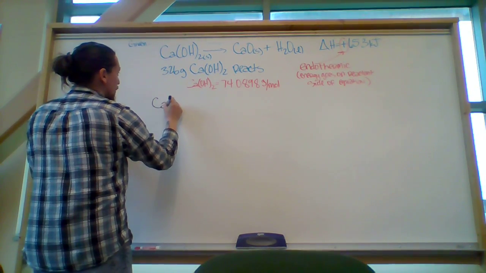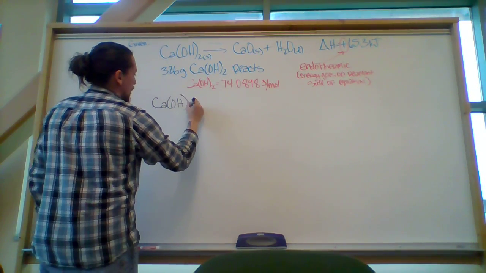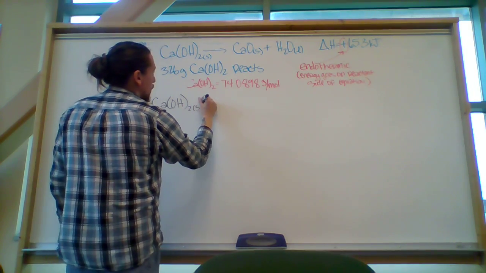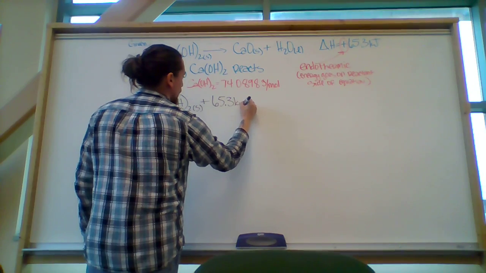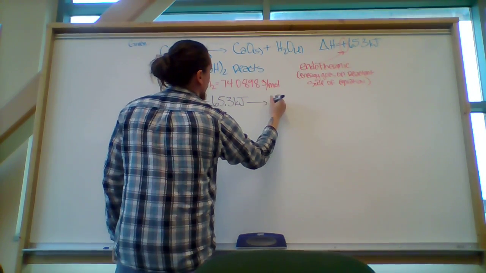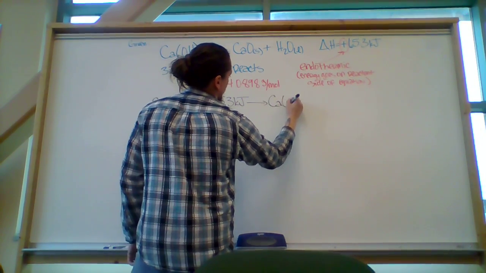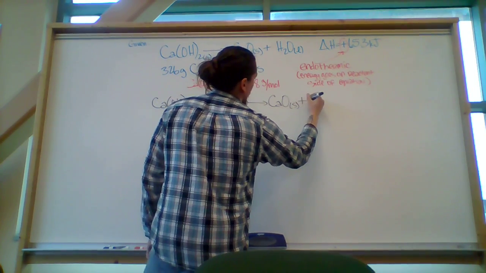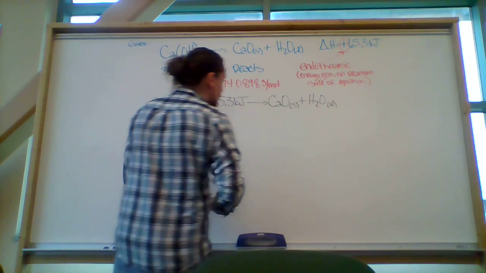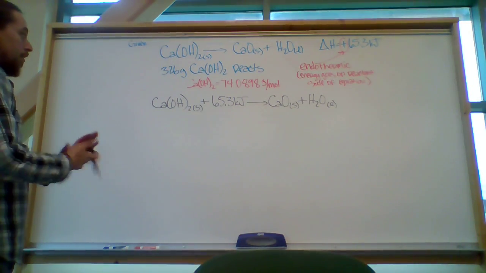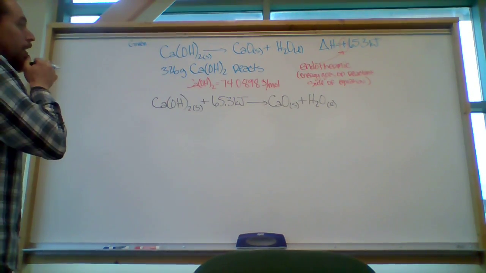So it'll be calcium hydroxide plus 65.3 kilojoules will give us calcium oxide solid plus H2O liquid. So now it's just back to your stoichiometry.